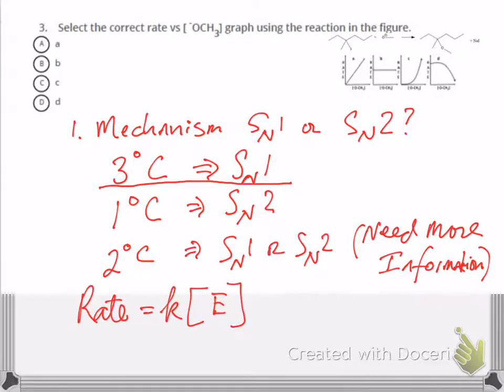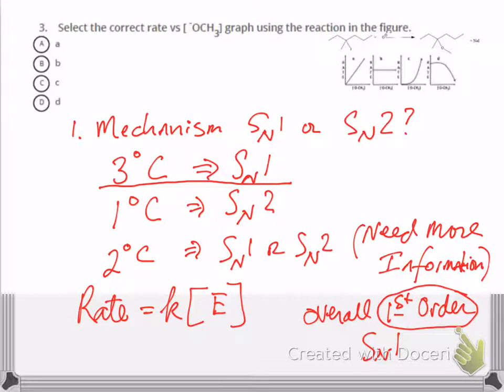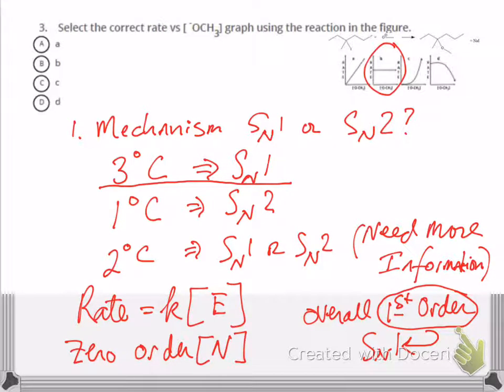So the rate for SN1 is first order overall. It is independent of the nucleophile, 0 order in the nucleophile. We know the nucleophile is OCH3. So since it's 0 order, we would pick B. That's that the rate is independent of the nucleophile, and that is characteristic of an SN1 reaction.